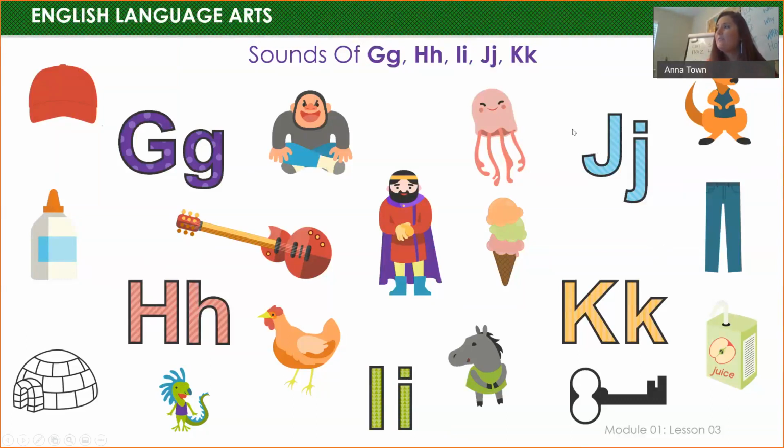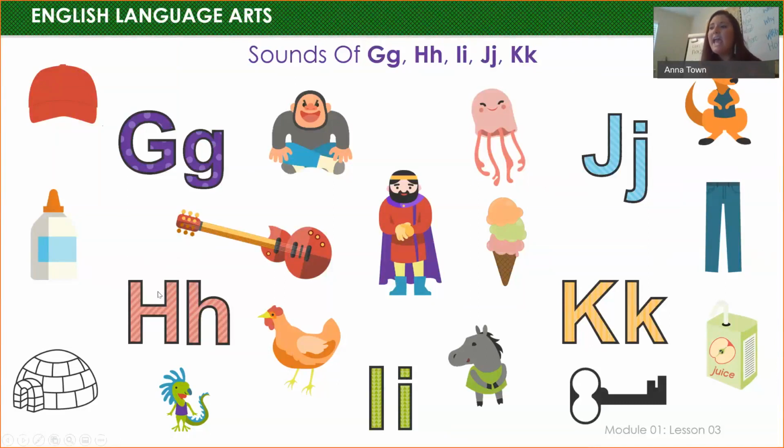For J, we had jellyfish. We have jeans. And we have juice. Our sounds for J are jellyfish, jeans, and juice. Say those words. Jellyfish, jeans, juice.